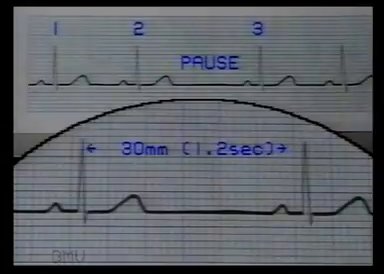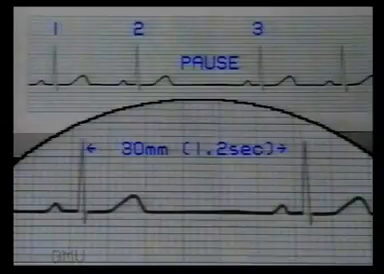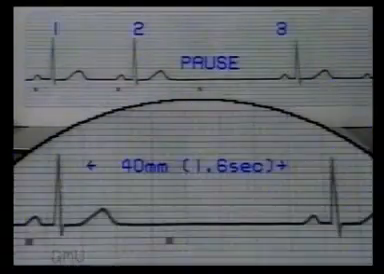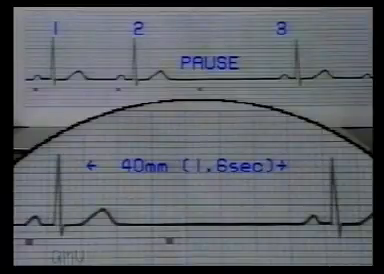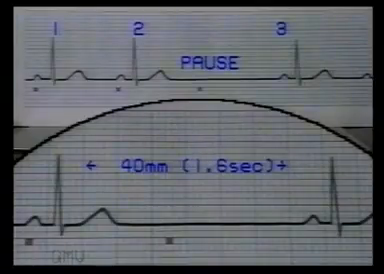Now measure the RR interval, and it is 30 small squares, that is 1.2 seconds. It has no relation whatsoever to the previous RR intervals. And after the pause, normal sinus rhythm has started again. So this is a sinus pause, a pause following a normal sinus beat. In this tracing, once again we see a pause following a normal beat number 2. Now measure the RR interval, and it is 40 millimeters or 1.6 seconds. If the sinus pause is longer than 1.5 seconds, then it is termed as sinus arrest.